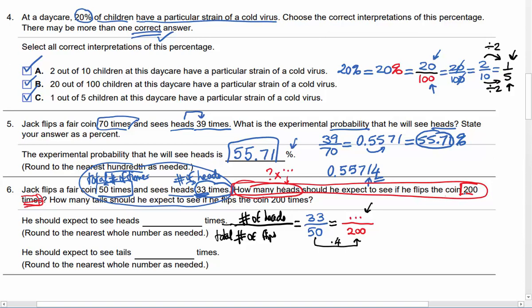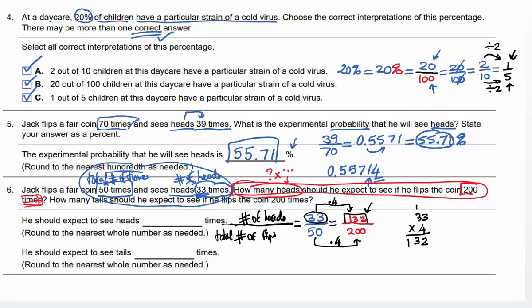So how do I get this numerator, the number of heads to expect when you flip the coin 200 times? We do the same thing for the numerator. Just like in the denominator we times by 4, we're going to times by 4. So 33 times 4 will give me my answer in red. Okay, so that's 132. So 132 is the number here that I should put in the numerator to preserve that proportion of how many heads we have out of how many total flips. So that's one way to do that.